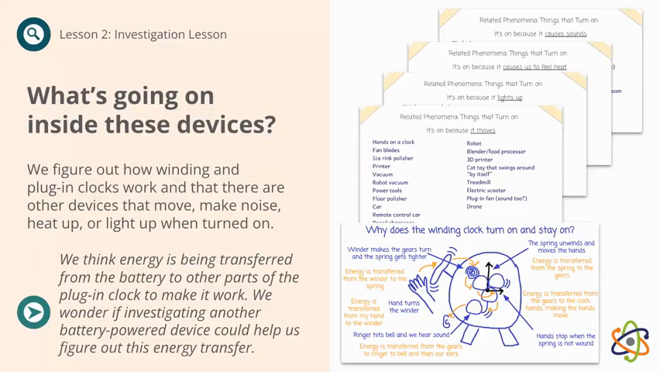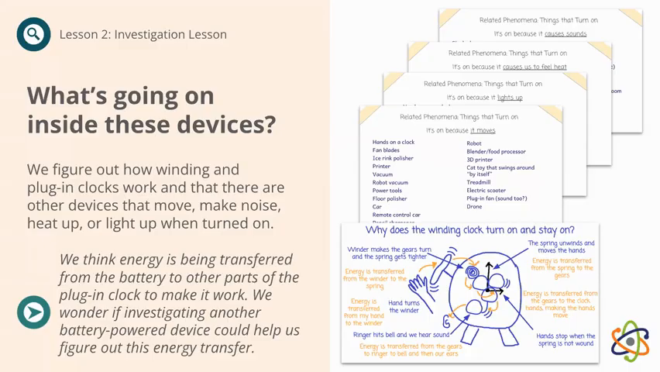Okay, so in lesson 2, an investigation lesson, we bring our ideas of things that are like the plug-in clock, and we also take a school tour to find other examples of things that turn on. We notice that we can tell things are on because they move, they light up, they cause us to feel heat, or they cause sound. We then decide we want to see what's inside the plug-in clock, because that's the next thing that we're going to need to really help us make progress on what we want to figure out.